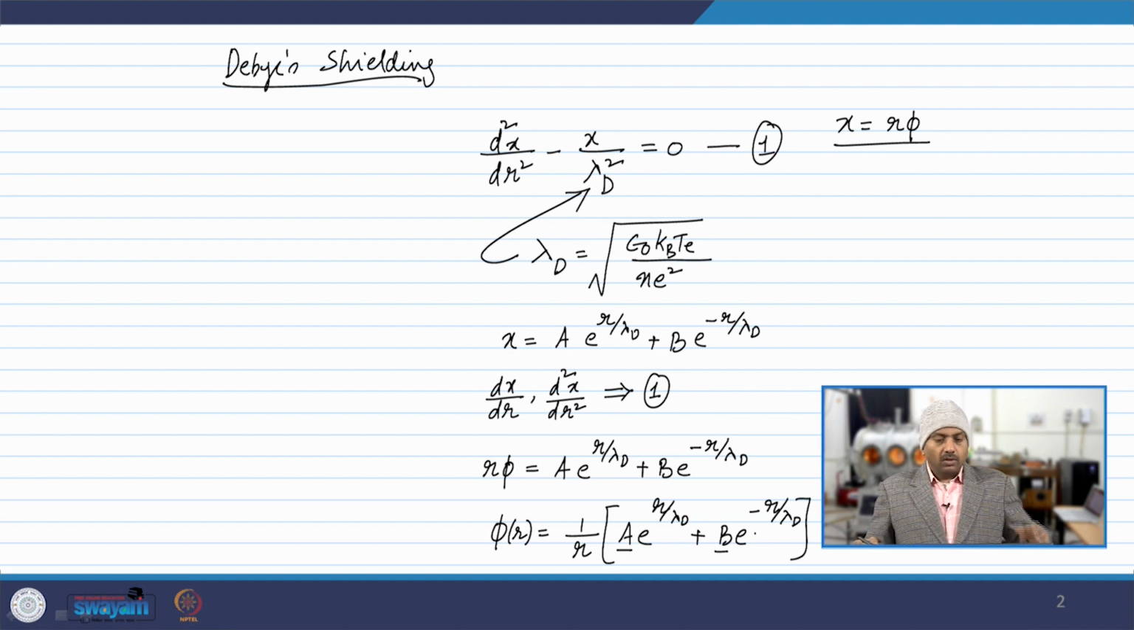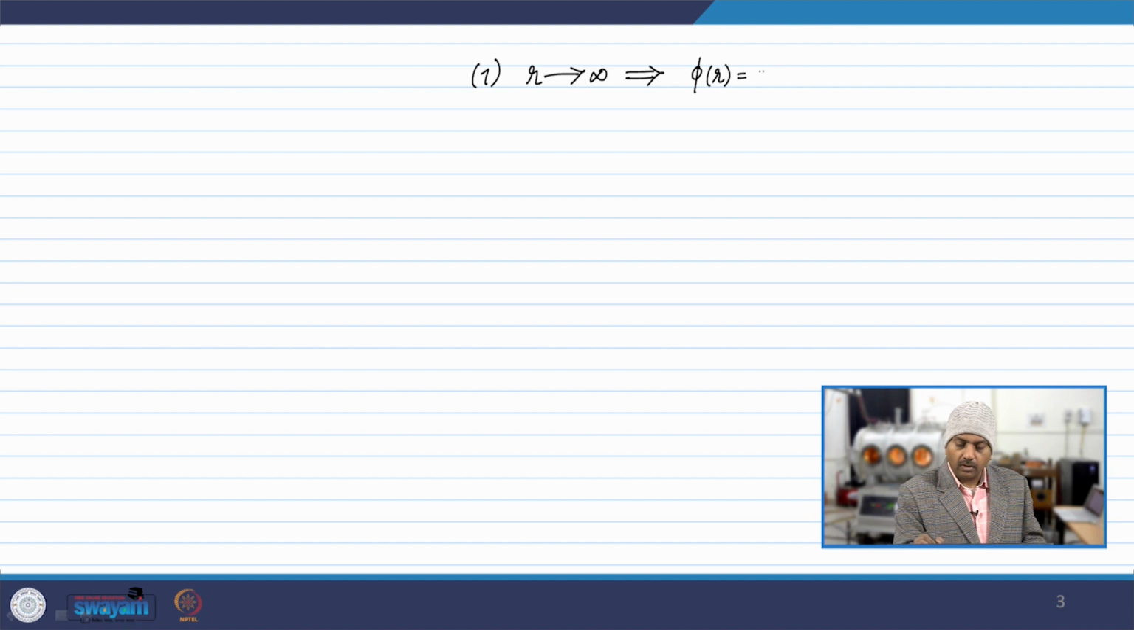So, generally we know how to do it, the process is very simple. We have two constants, so we need to apply boundary conditions which will tell us what is the value of this function at the beginning, then we can get rid of few constants. So, let us say we use the boundary condition number 1 here, which is when r tends to infinity, what happens to phi of r? So, this is not a fact actually, this is something that we impose.